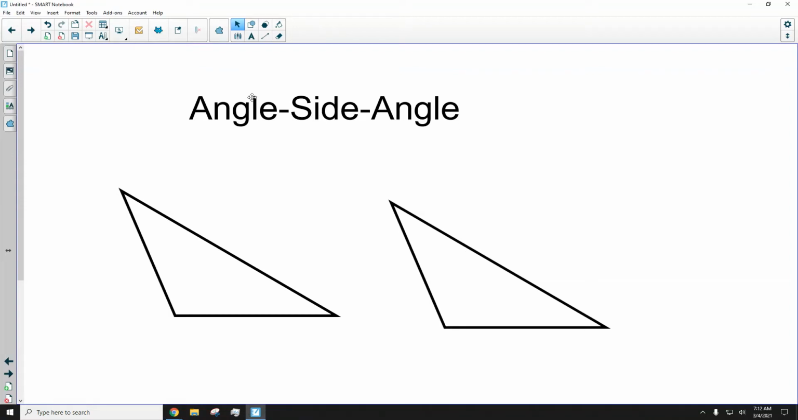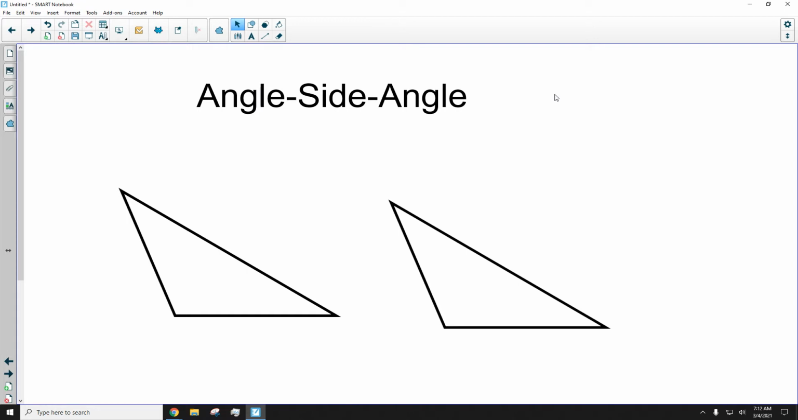Okay, so hi. This is the last part of this unit, and it has been a short one, but sometimes it's a good thing to have a nice, short, easy unit. So this right here is the third triangle congruency postulate we'll look at.